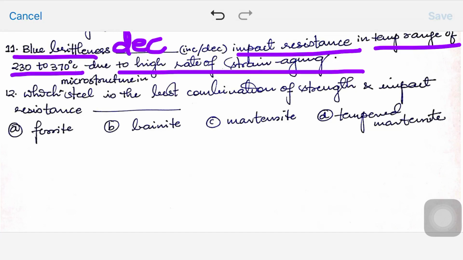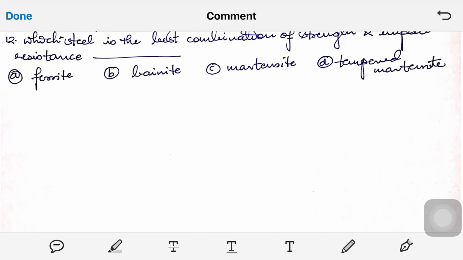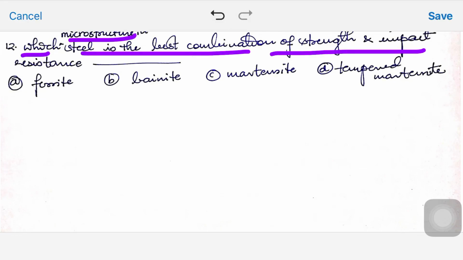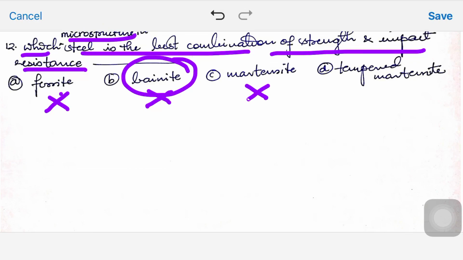The last one, let's see. Which microstructure in steel is the best combination of strength and impact resistance? Ferrite? No. Bainite? Bainite is better than ferrite, but not the best. Martensite? No. Martensite is very hard and brittle. Tempered martensite, that is the true one. Tempered martensite has the best combination of strength as well as ductility.